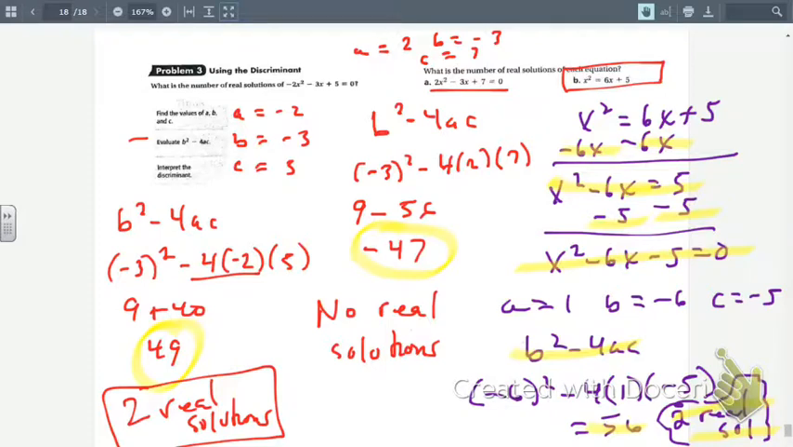Alright, so to review, the quadratic formula is super important because it always works. We'll always be able to find the solutions when other methods fail. And then the discriminant can be useful in helping us determine the number of real solutions that the quadratic equation has.